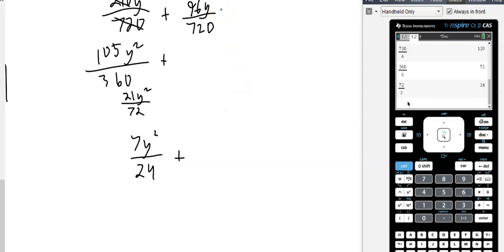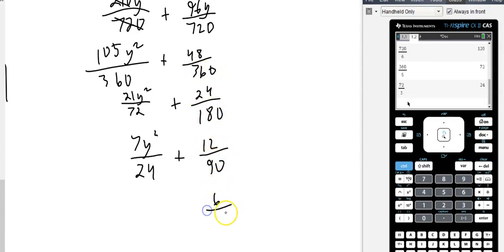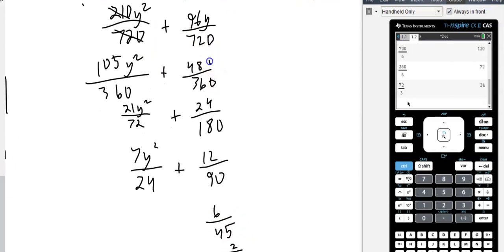Plus this one, 96 over 720. So I know 96 divided by 2 is 48 over 360. So that would be 24 out of 180. Wow, 12 over 90, 6 over 45. 6 over 45 is 2 over 15, divided by 3 here. Wow. So we have a y, is that y squared or y there? It's just y, yeah. So these all have a y attached.